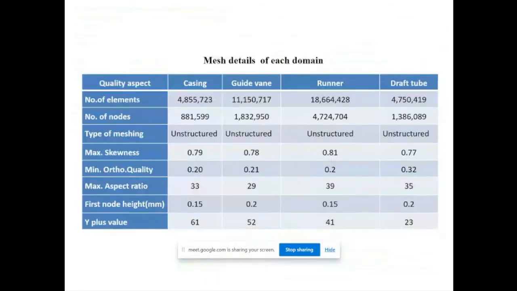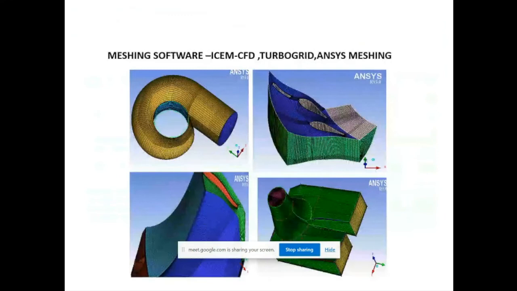This is one example where you can see the mesh quality, the number of nodes and elements. That requires a lot of computational power. This is another case of the turbine.